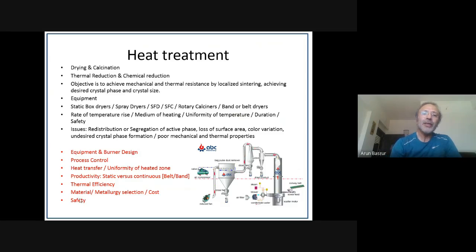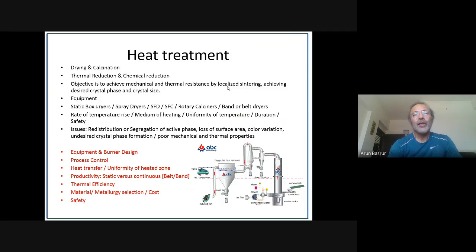So the objective here is essentially to convert that soft pliable material into a hard solid shape which has good mechanical and thermal resistance. This happens due to localized sintering during calcination. So you have local bonding of different particles, which leads to agglomeration and imparts both mechanical and thermal resistance to the particle.